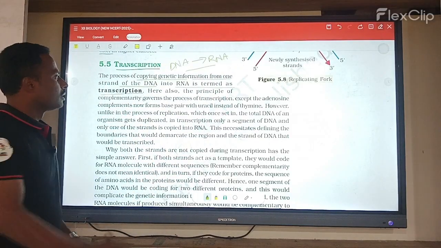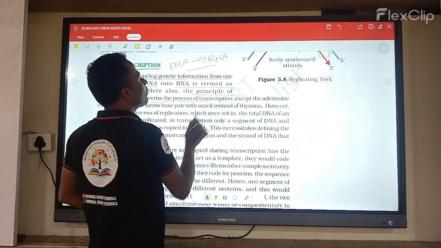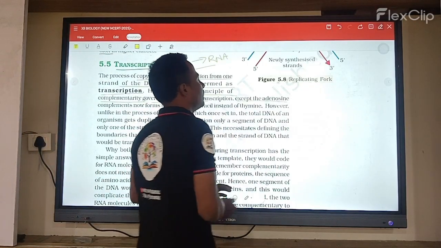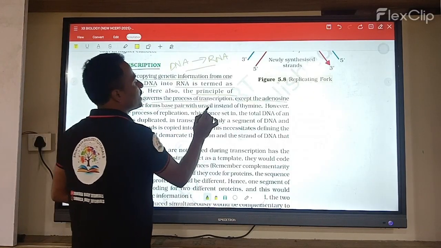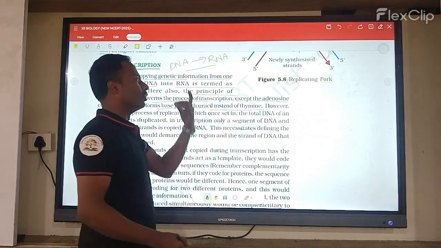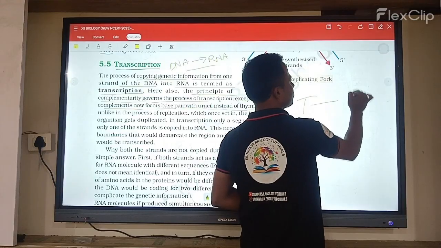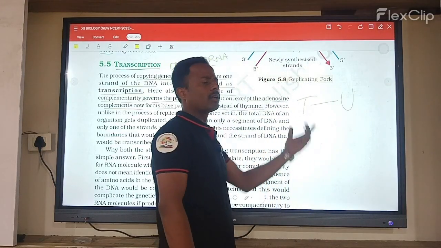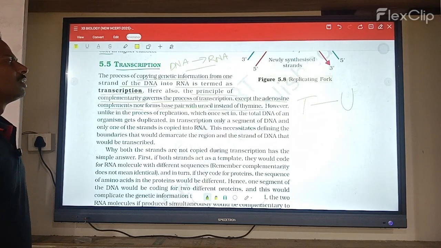This also follows the principle of complementary base pairing, except that adenosine forms base pairs with uracil instead of thymine. So in RNA, where thymine would be present, uracil is present instead.